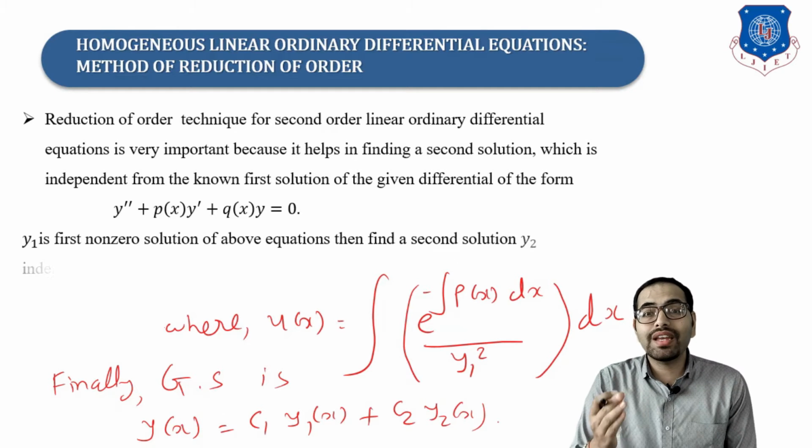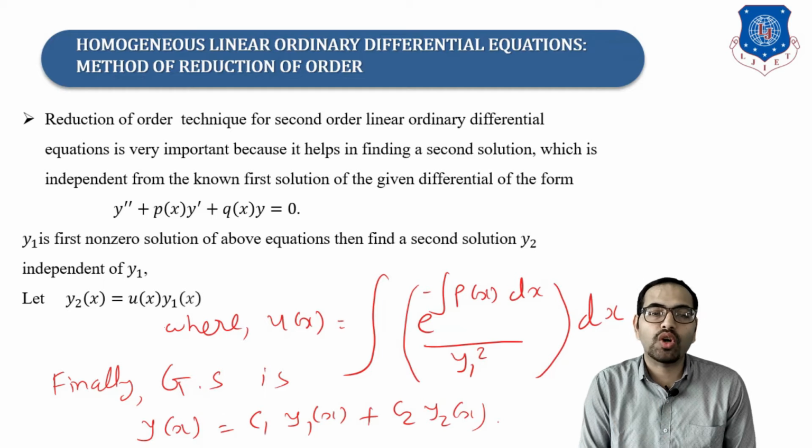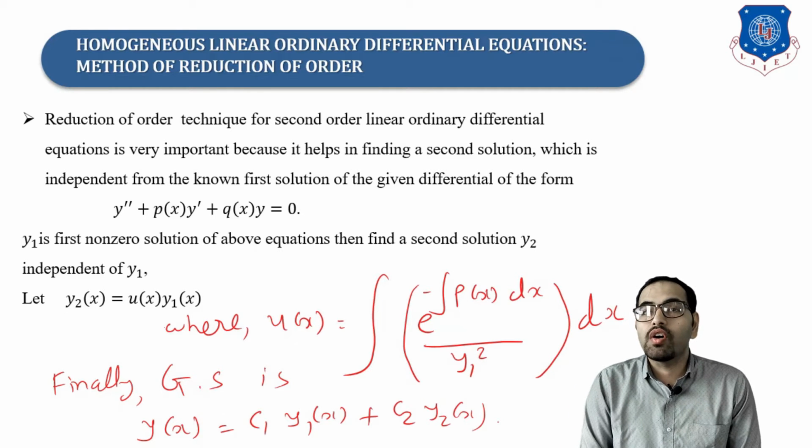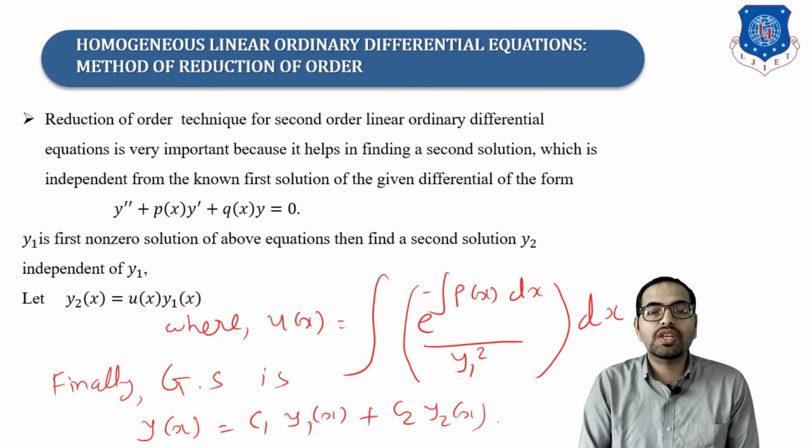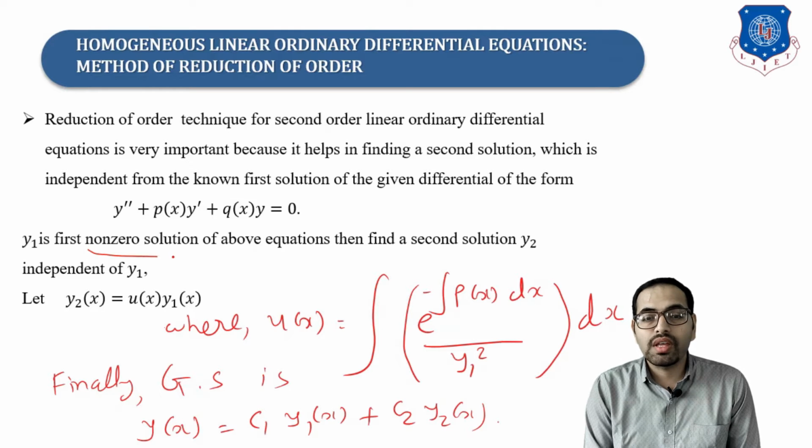Why? Because it helps in finding the second solution, which is independent of the known first solution of the given differential equation. Our differential equation is in the form y double dash plus p of x y dash plus q of x y equal to 0, which is over here. Understood? See, in this method, the first solution which is given, y1, is the first non-zero solution of the above differential equation. Then with the help of y1, we find the second solution y2, which is independent of y1.